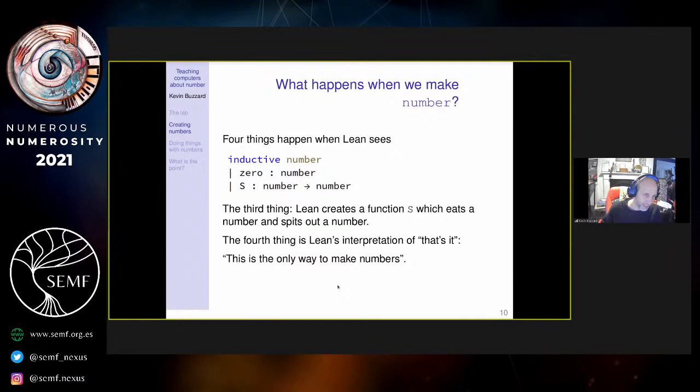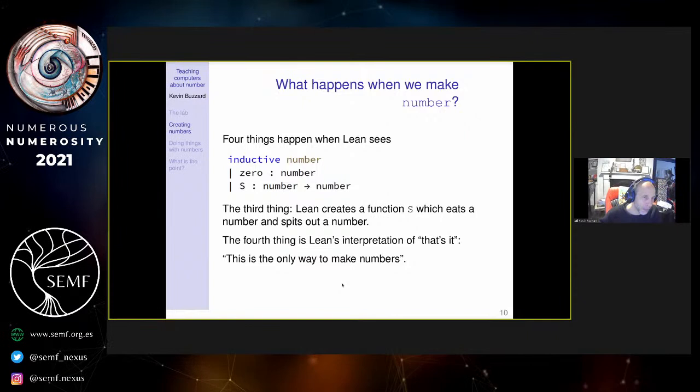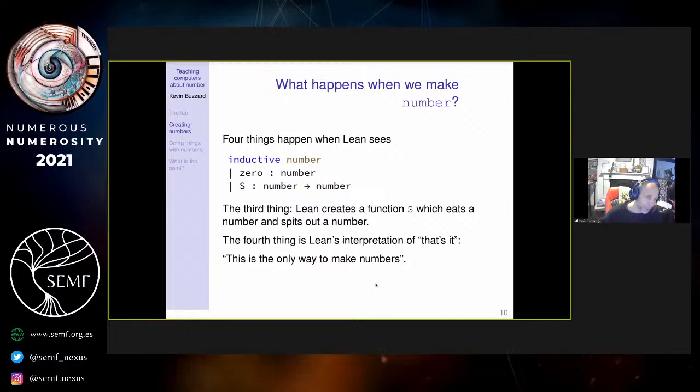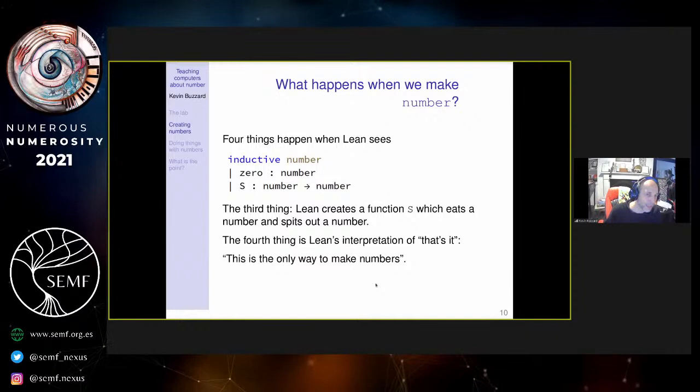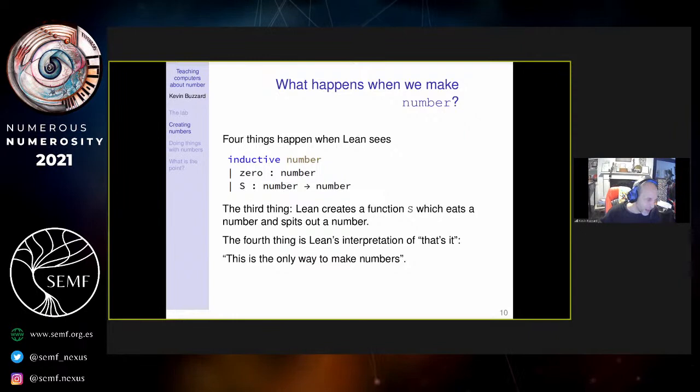And as I say, this is a concept which I think a small child would be able to understand. These are the two ways you can make numbers. Zero is a number, the number after a number is a number. And now you have a very clear mental model for the number. We're making the number line. The geometric picture is the number line, but this is the algebraic picture of the number line.